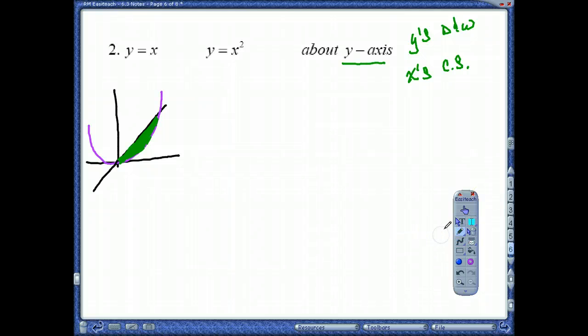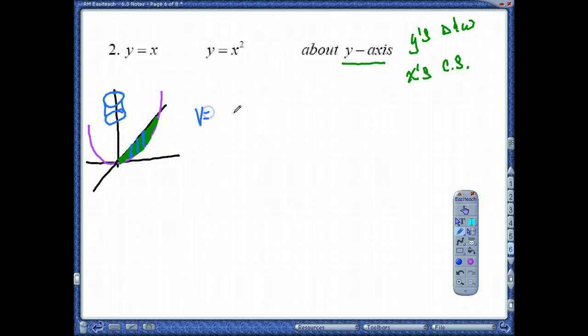We're slipping those cylinders over the y-axis, the axis of rotation. Those cylinders are coming down this way, so they're going to be hitting right here. That radius is going to be your x. That height is going to be the distance between y equals x and y equals x squared. So top function minus bottom function, that's going to be your height.